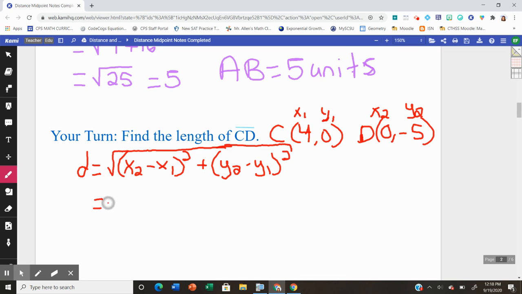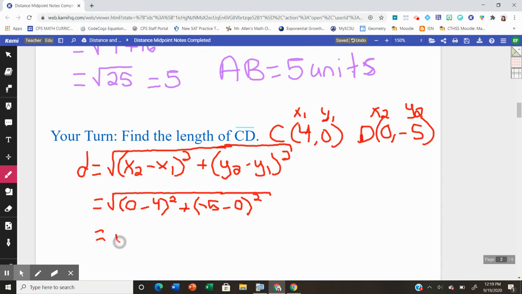And now fill it in. My x2 is 0. My x1 is 4. My y2 is negative 5. My y1 is 0. Again, square it. So I'm going to simplify my parentheses first. 0 minus 4 is negative 4. I've got to square that. Negative 5 minus 0 is going to give me negative 5. Square it.